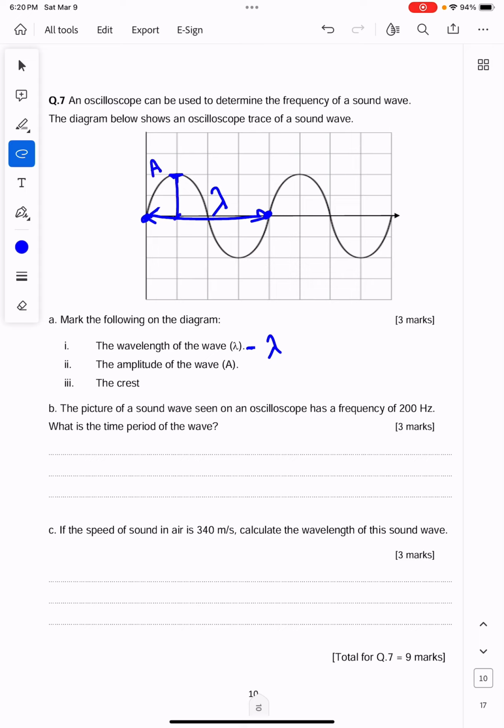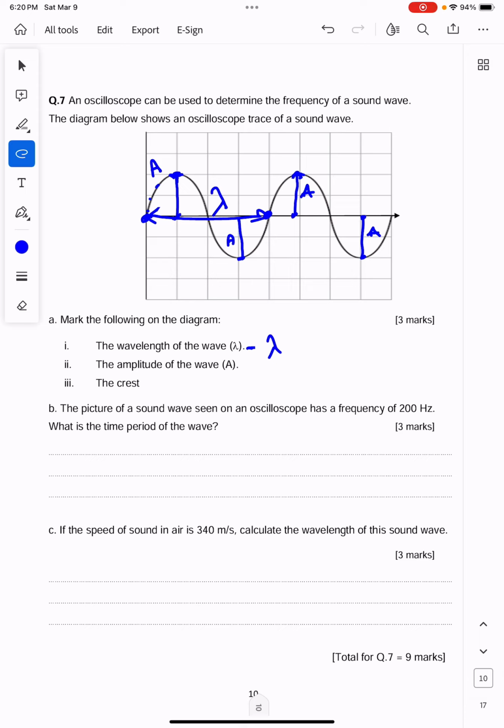Amplitude is the highest distance that the particles can get to. This is the highest distance. By the way, this is the highest distance as well. So if you mark this as the amplitude, I'll give you a full mark as well. Again, this is the highest displacement of the particles, but I don't want to talk about this right now. So let's just say that it is this point or this point or this point. All are A, all are the amplitude of the wave.